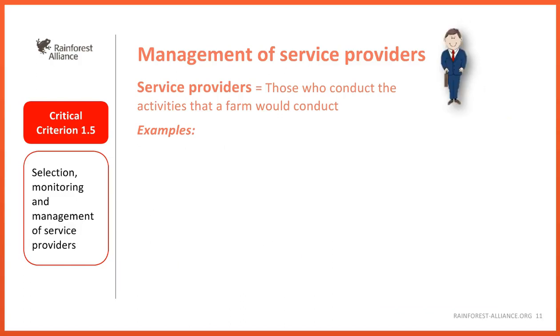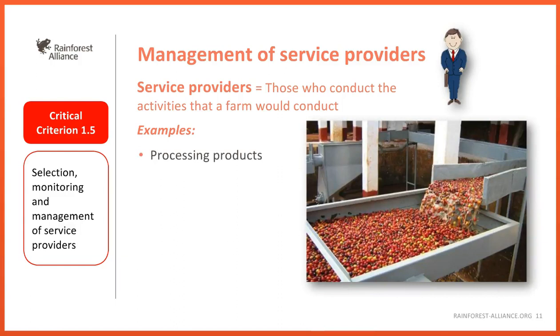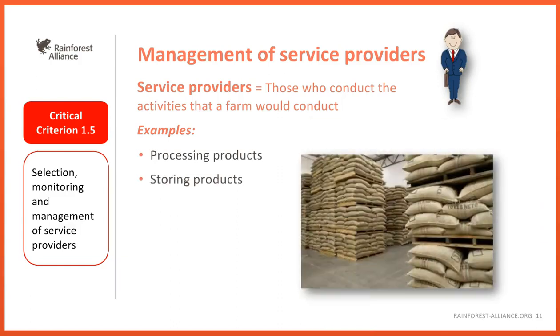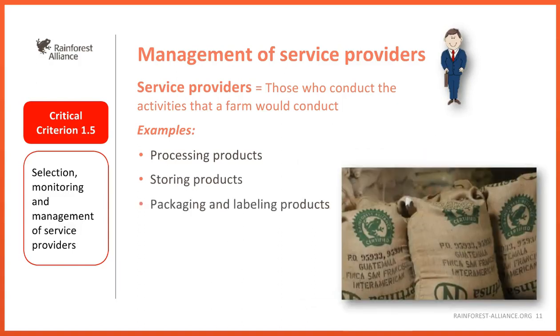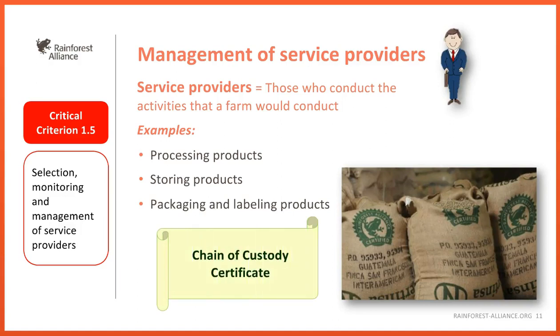There is an additional requirement to service providers that handle products after harvesting. Such service providers include a service provider that processes harvested products, a service provider that stores products on behalf of the farm, a service provider that packages and labels products as certified. These service providers need to hold a valid SAN chain of custody certificate. This certificate ensures that these service providers are not mixing certified products with non-certified products. After putting so much effort into producing certified products, you cannot allow certified products to be mixed with non-certified products.